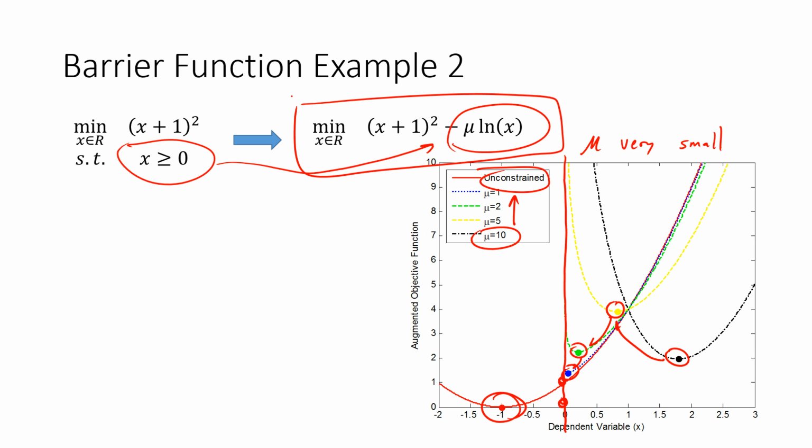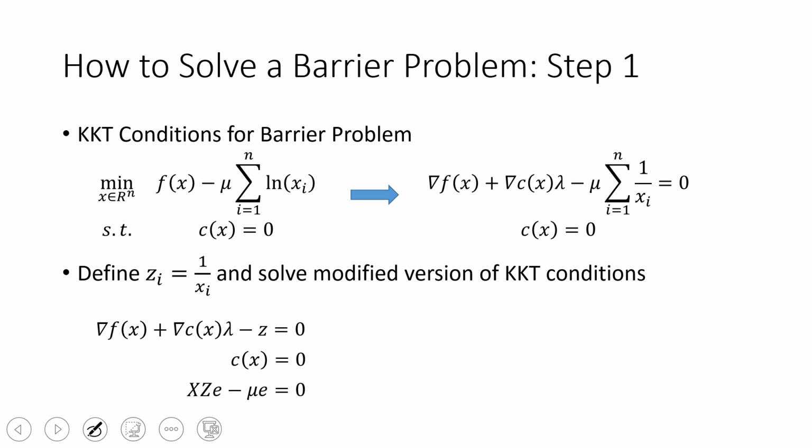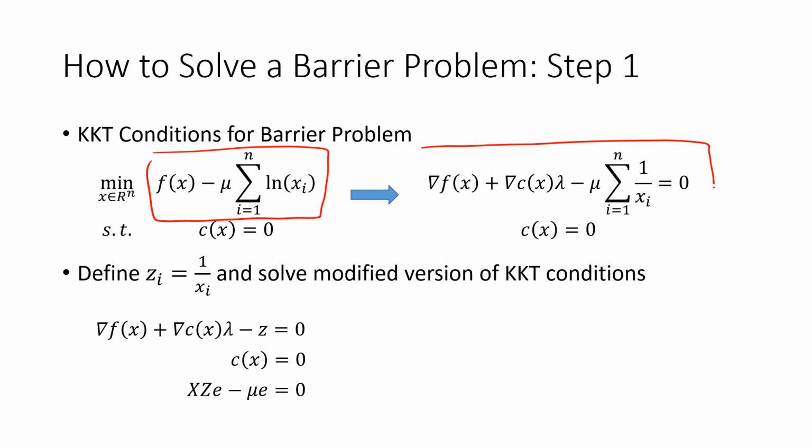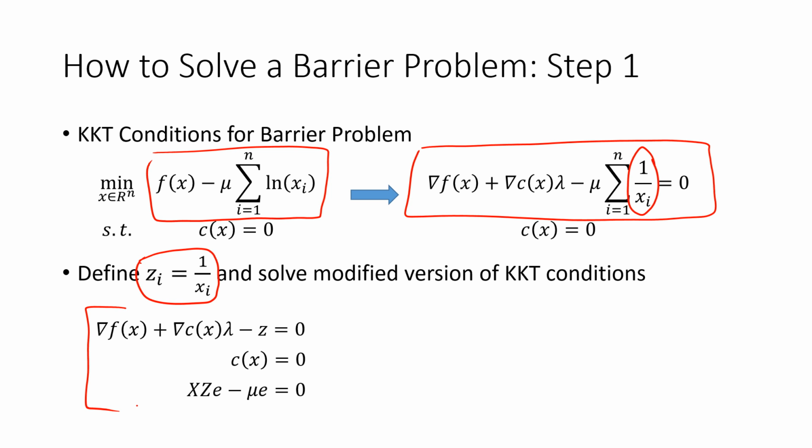Okay, this is very nonlinear. I'm going to show a way to transform this into a different form. So we're going to solve the Karush-Kuhn-Tucker condition. We're going to take this barrier problem right here, and we want to find where the derivative with respect to x is equal to 0. So we're going to take the derivative, but we notice we have this 1 over x term right here. What we'll do is define z equals 1 over x, and then rewrite our Karush-Kuhn-Tucker conditions.